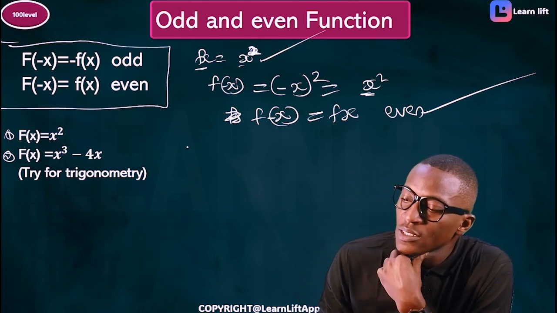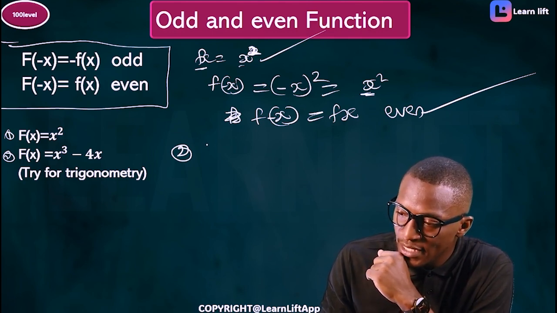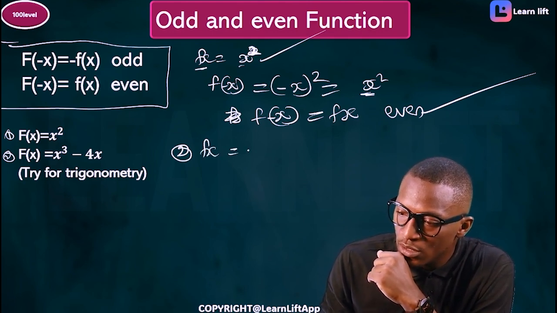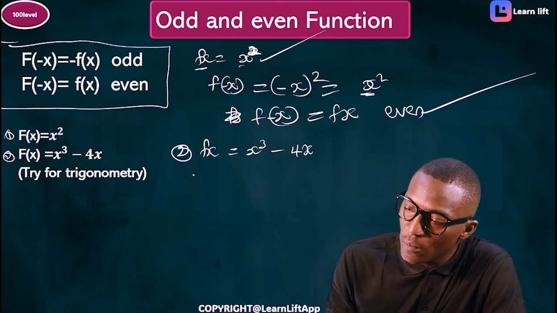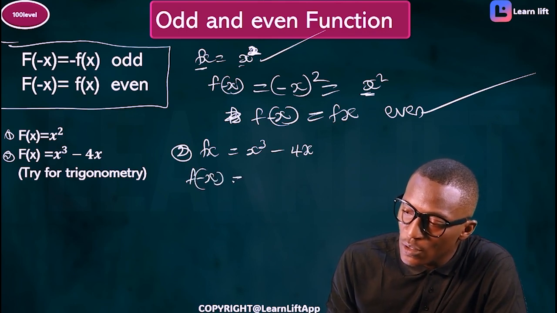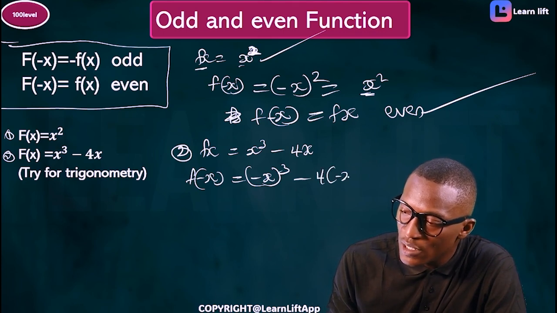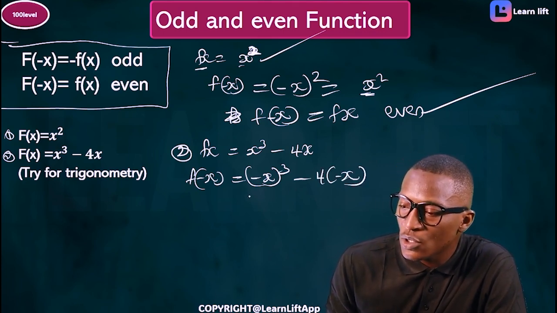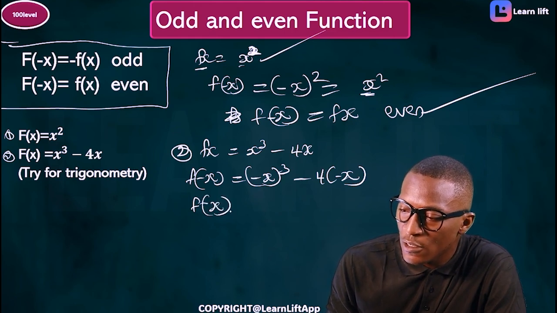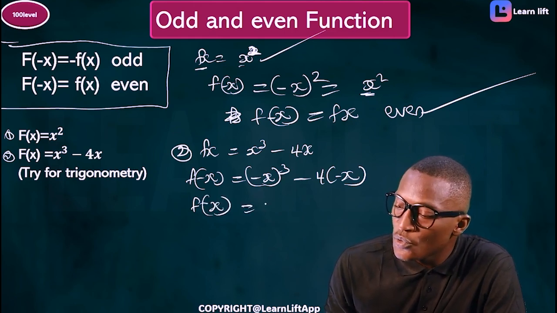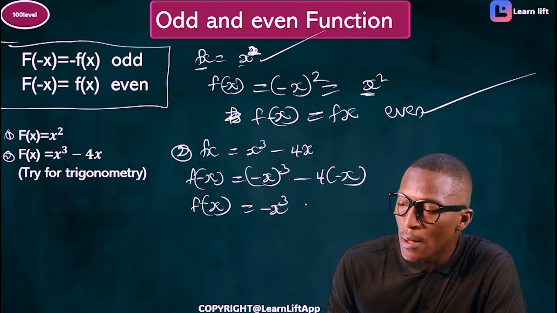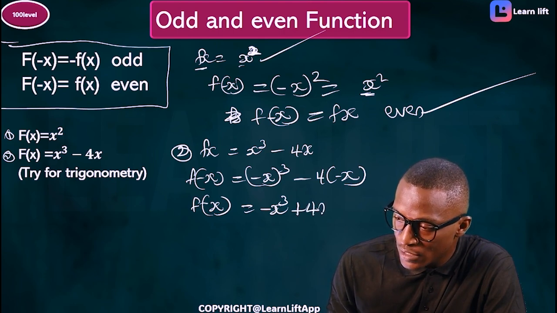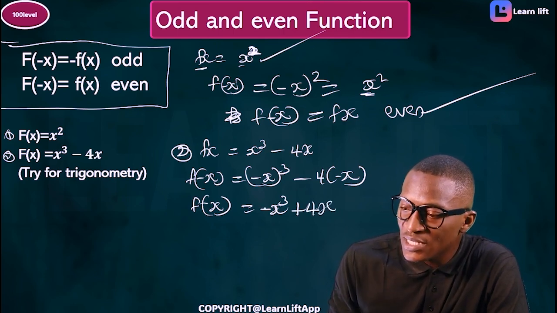Now let's see number 2. We are given that f of x is equal to x cubed minus 4x. Now let's check whether it is odd or even. Let's put negative. That becomes f of minus x. What will be f of minus x? It will be equal to minus x all cubed minus 4 into minus x. So let's expand. Minus x all cubed will give me minus x cubed. This will give me plus 4x.